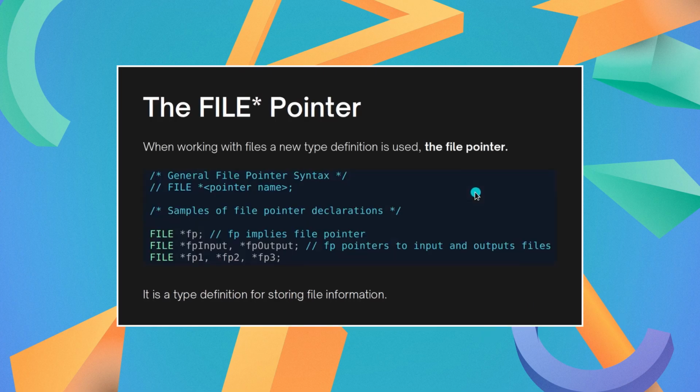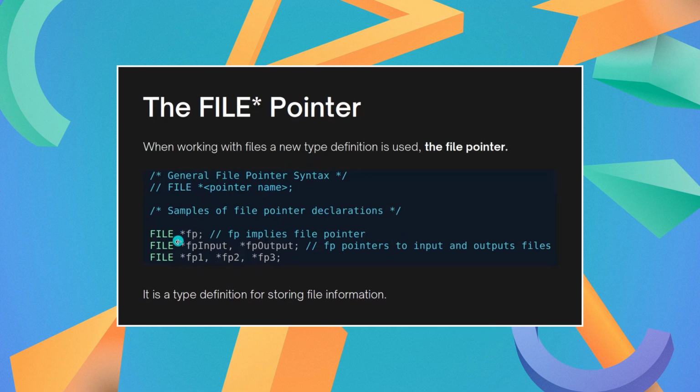When working with text files in C, or with files in general in the C programming language, we'll be working with file pointers. Now, the general syntax for having a file pointer, a new type definition, we'll be having the keyword FILE in all caps, and then we'll have, of course, a star to indicate its pointer, and a pointer name of our choice.